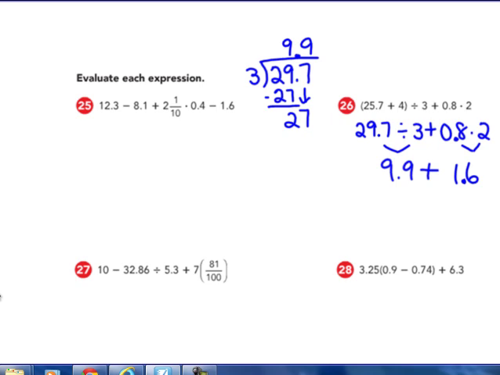So I have 9 and 9/10 plus 1 and 6/10. And when we add decimals, we line up our decimal points. 9 and 6 is 15, carry that 1. And I have 1 plus 9 plus 1 more makes 11. Write down that decimal point. 11 and 5/10. So that very long expression there with several operations combines and simplifies to 11 and 5/10. Going on to the next page, we're going to do some word problems together.